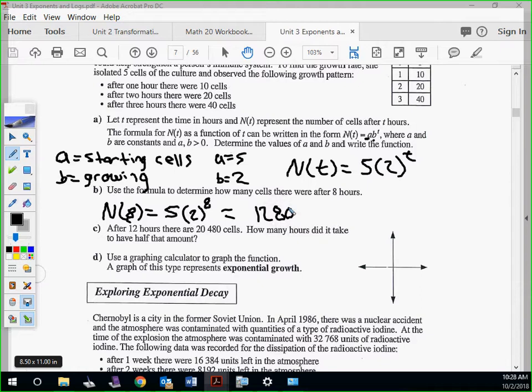Okay, after 12 hours, there are 2,480 cells. How many hours did it take to have half that amount? It's kind of a tricky question. So, yeah, 11, right? Because we're doubling every time. So to get half of that amount would be the previous hour, right? Because as it's growing, half that amount is always the previous hour. See that pattern? So to get half of that amount, it would be the 11th hour.